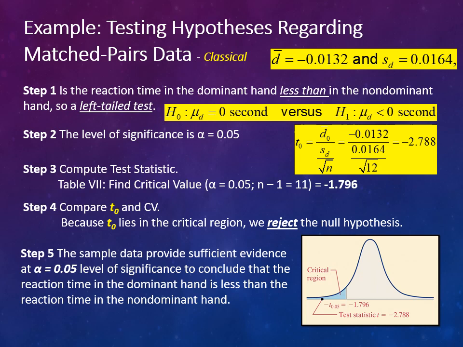And of course we state that the sample data provides sufficient evidence at an alpha equals 0.05 level of significance to conclude that the reaction time in the dominant hand is less than the reaction time in the non-dominant hand. And again, we don't ever verbally reject the null. What we do is we state it in regards to what we're looking for. And in this case, the dominant hand was quicker, which means it had a shorter reaction time.